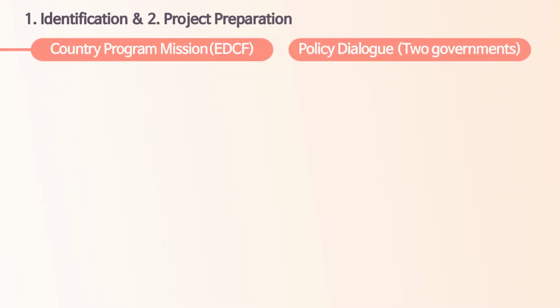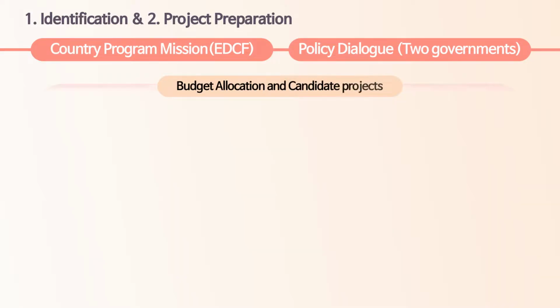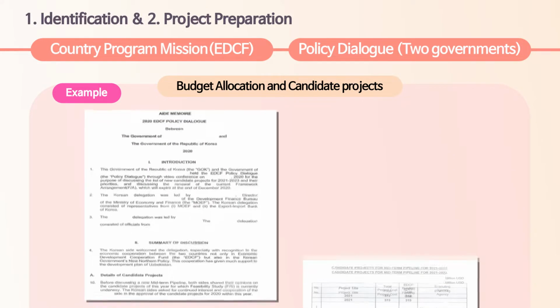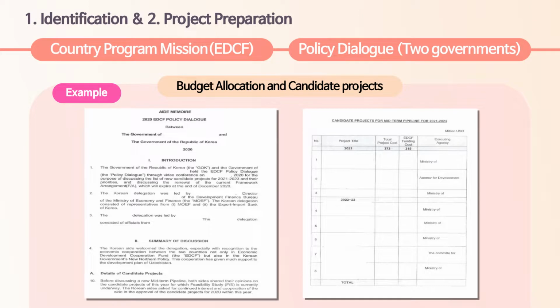First of all, for the identification and project preparation stages, EDCF carries out the country program mission to identify development demands of the partner country. Based on the results of the country program mission, midterm budget allocation for the partner country, and a list of candidate projects is confirmed via policy dialogue between the two governments in the form of aid memoir.